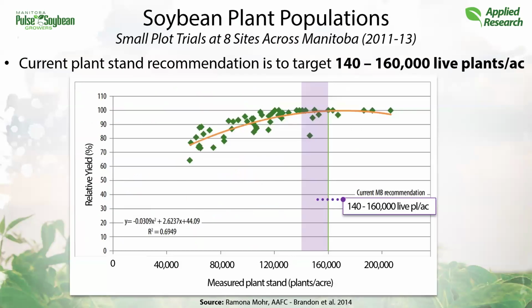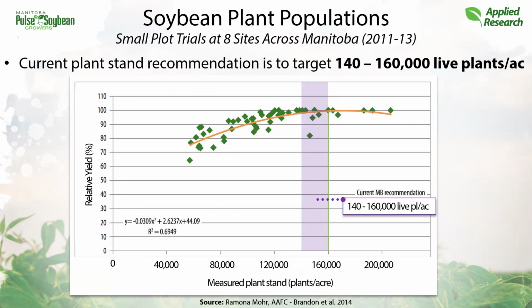Before getting into the on-farm trials, I wanted to go over the original research that determined ideal living plant stands in Manitoba to target. This small plot research study was conducted by Ramona Moore at Ag Canada Brandon. There were 8 sites across Manitoba from Melita to Beausejour, Roblin to Arborg, and at other research stations in between.